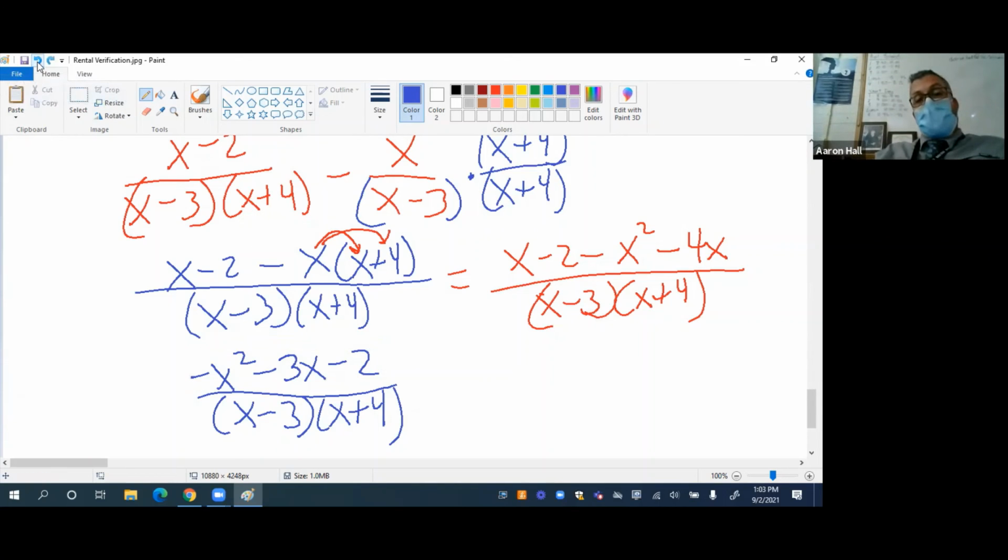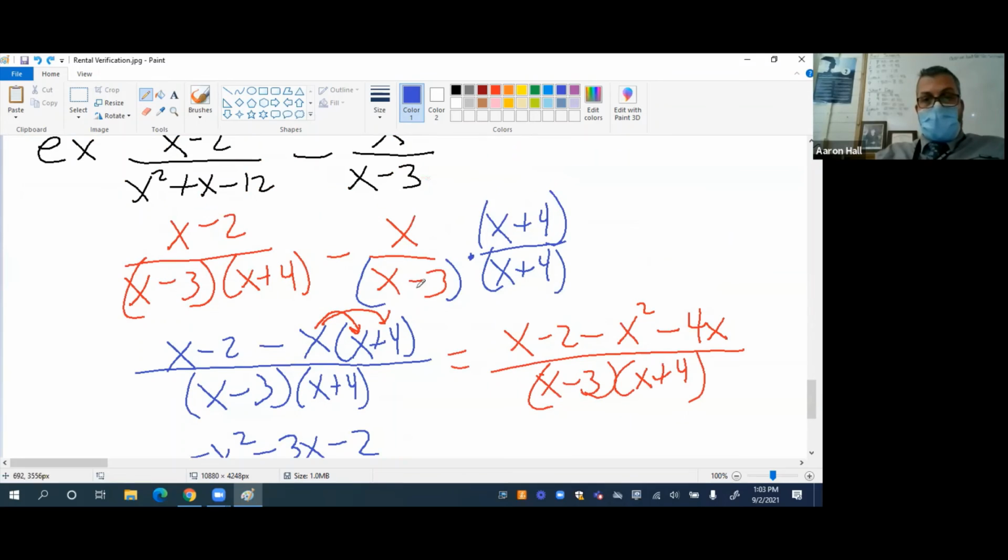How did the negative 4x go to a negative 3x? Uh-oh, did I make a mistake? I certainly could have written something down. So where did that happen?